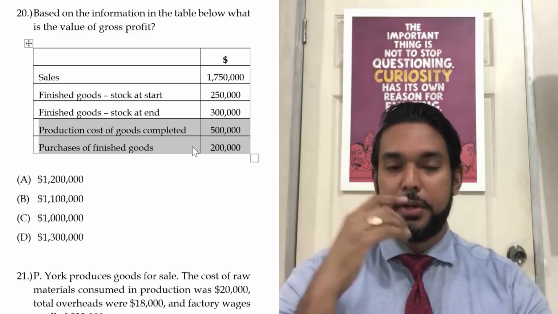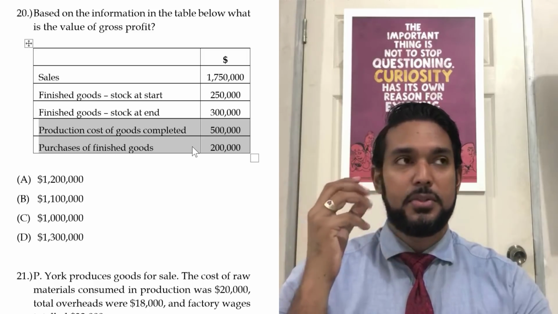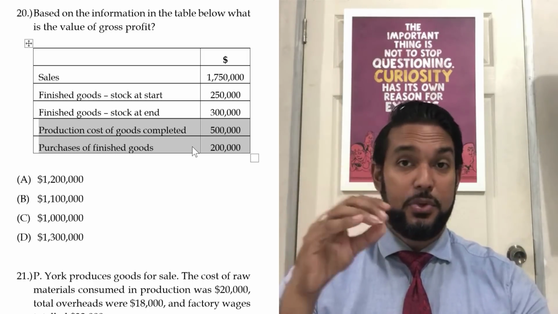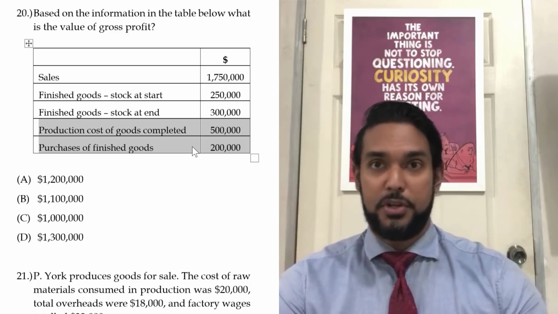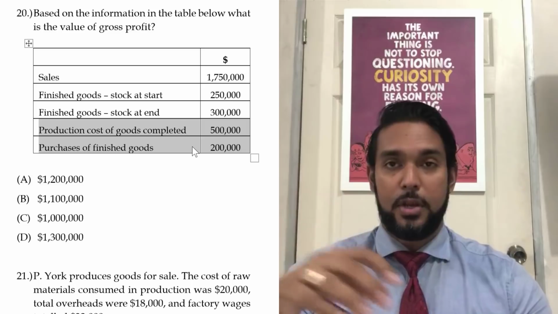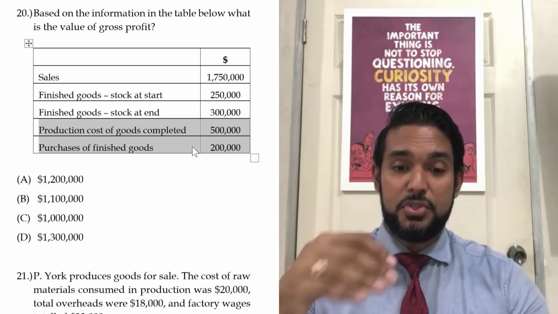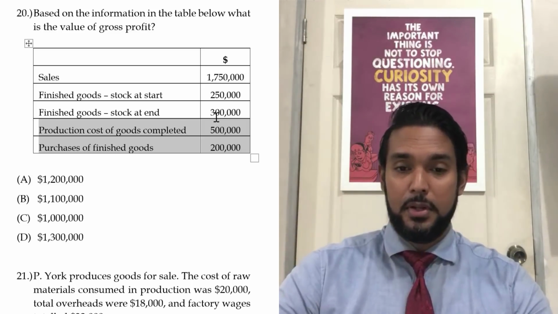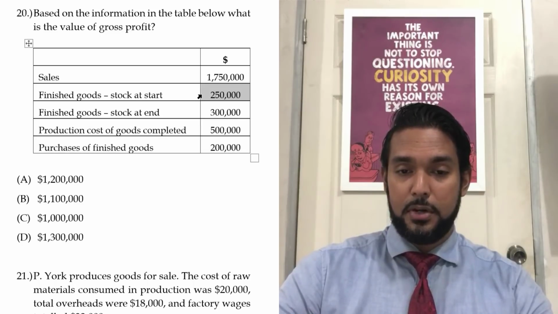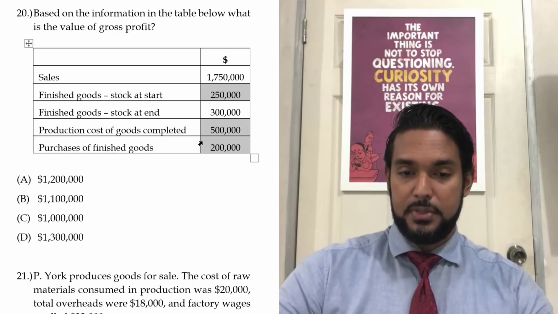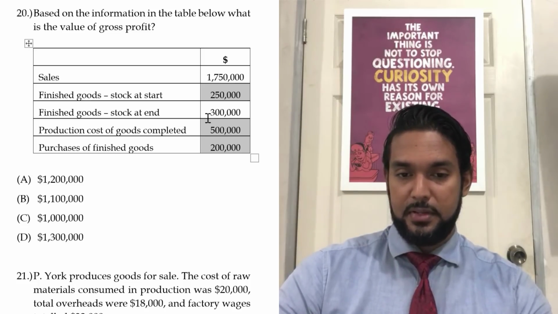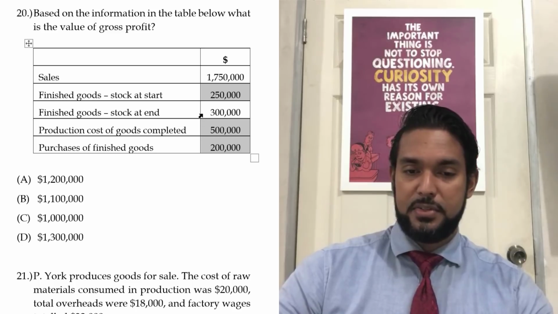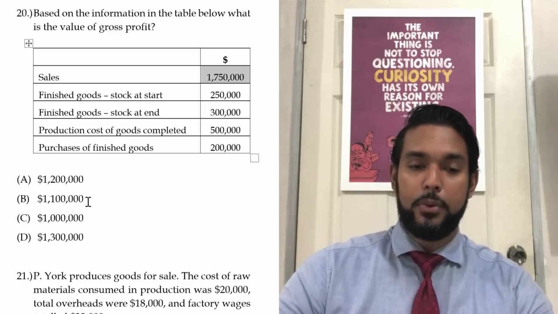This is based on an actual question. We normally are told that when people are manufacturing goods, they don't purchase finished goods to sell. But the thing is, sometimes they do. If that's the case, if you have both production costs of goods completed, or your cost of goods manufactured, and purchases, you have to add both of them in the income statement. So what's going to happen here, you're going to take your opening stock, add these two items, and then subtract the 300. So that's going to give us 950. 950 minus 300 is 650. 650 from sales is 1.1 million, sorry.